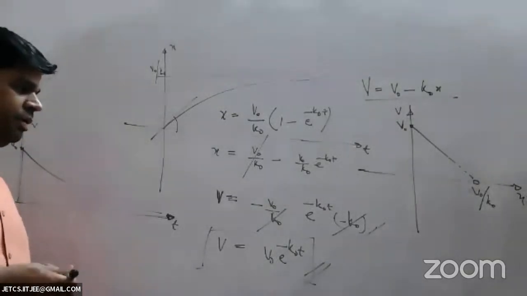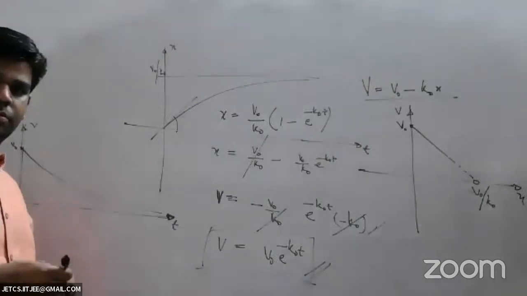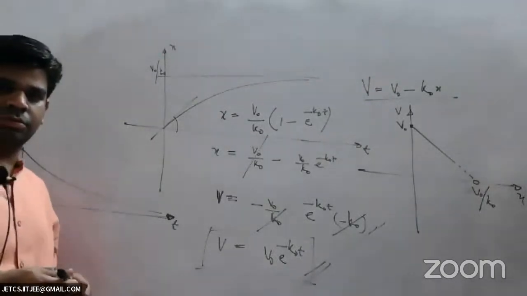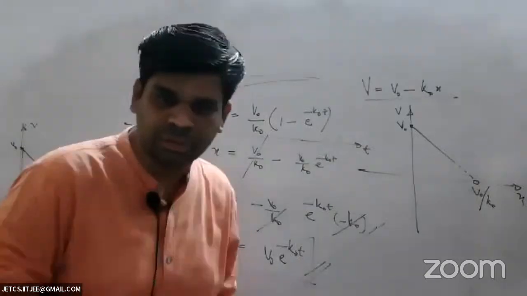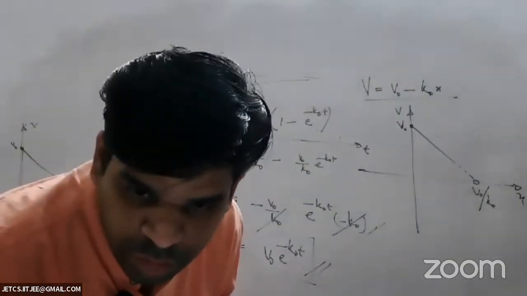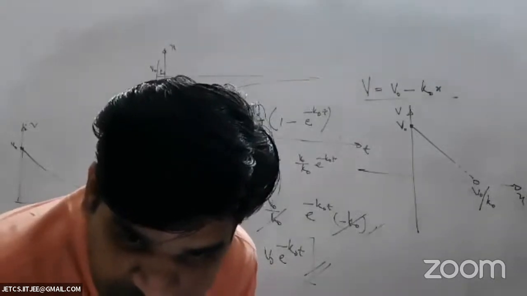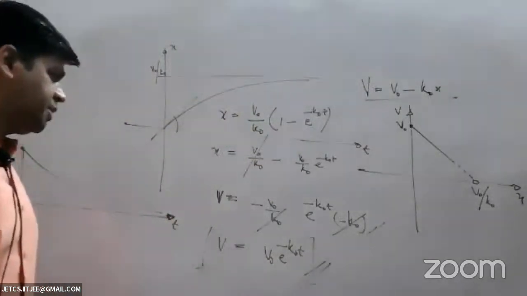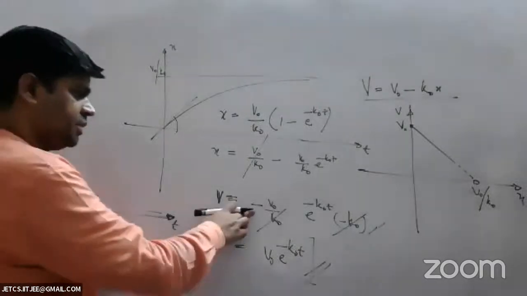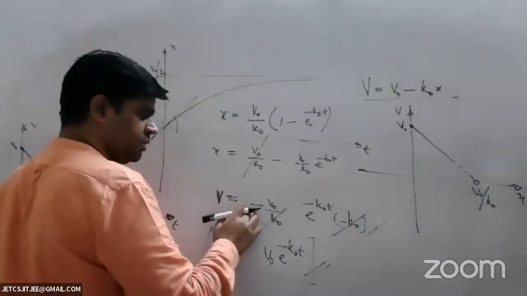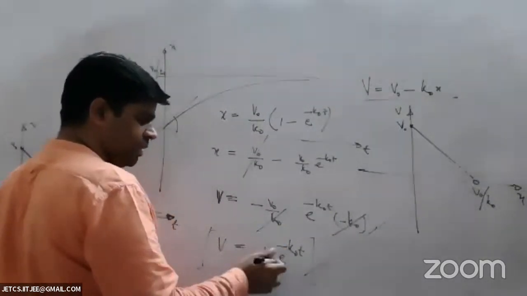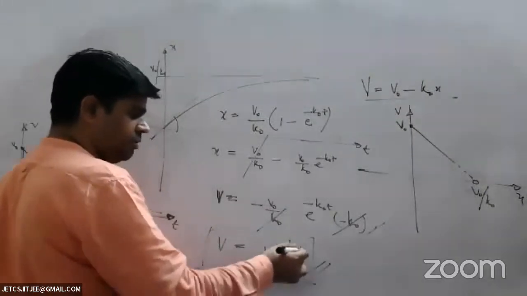What is it you're getting? Yes, Divya, what is that question? Sir, I think it's minus v. Why minus v? It is minus into minus, you get plus here. This is minus here, this is minus here, so it becomes plus. So v0 into e power minus kt.